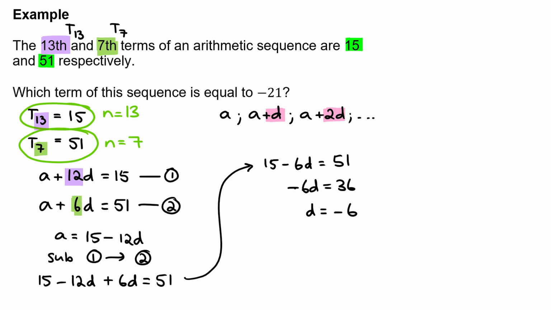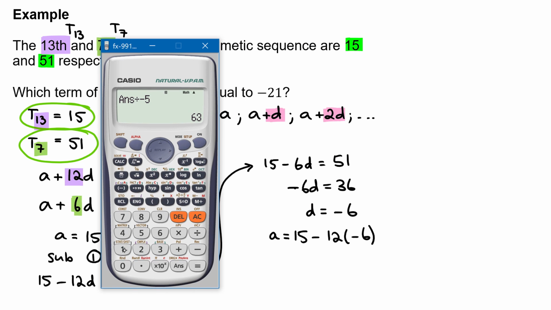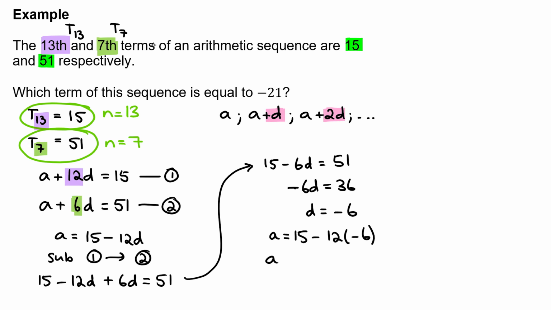And that does make sense because we can see that the 13th term is 15 and the 7th term is 51. So it means that we're actually decreasing the sequence as we go through each number in the pattern. And so we can go back then and work out the A value, which is going to be 15 minus 12 times negative 6. And I think it's easiest to just do that on the calculator. So we've got 15 minus 12 times negative 6. That gives us 87. So we know that the first term is 87.